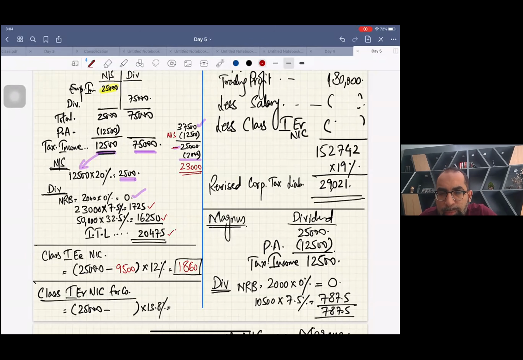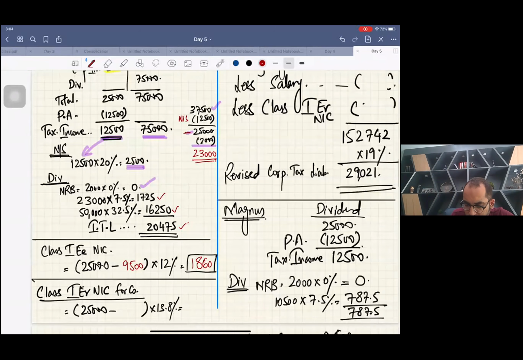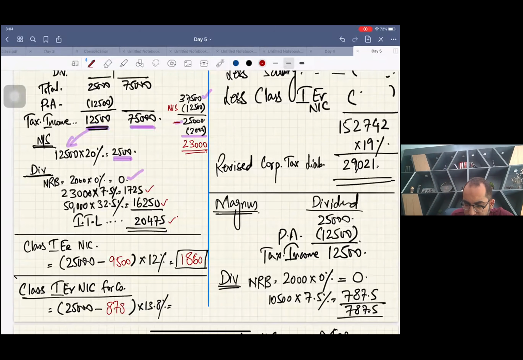For class one employer NIC, the first band is 8,788. And whatever is excess, there is a flat rate of 13.8%. So I'll do 25,000 minus 8,788 into 13.8%. The amount is 2,237, as per one of my students. Done.